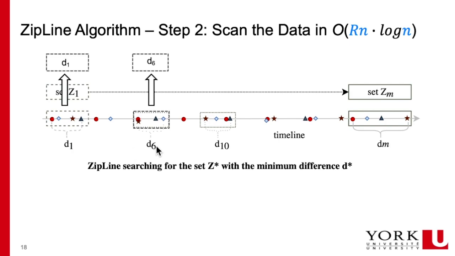Now we find a new set with range D6, and we find D6 is smaller than D1. Then we remove this D1 set and keep this D6 set as the optimum. As it continues, ZipLine finds another set with range D10, and D10 is equal to D6. However, here we are not going to update D6 with D10.